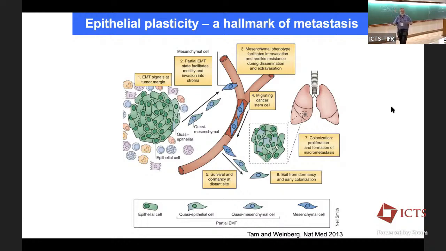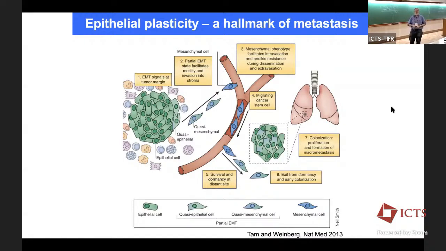So let me just very quickly review some of the things you heard about in my general talk, in Mohit's talk, and other people's talks, which has to do with the fact that starting from around 15 years ago by now, the cancer community adopted the idea of EMT.